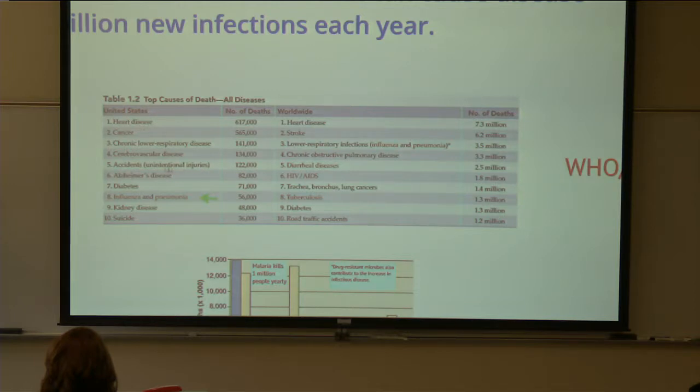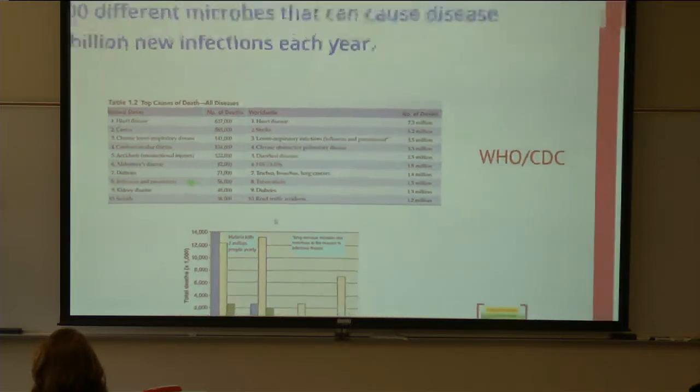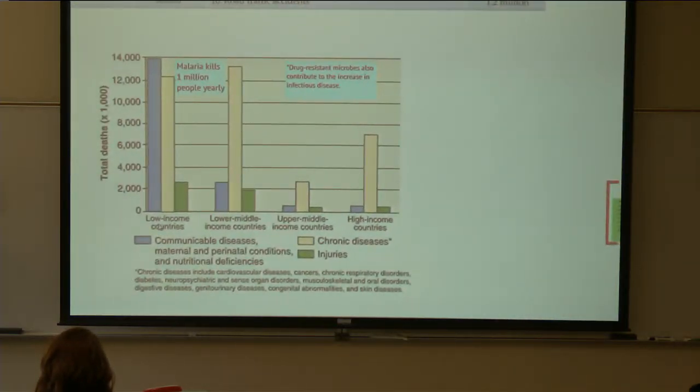We're also seeing accidents up here. Okay, where we don't see that over here. We do see road traffic accidents. If we scroll down here, there's another table. This table is taking a look at countries based on income.